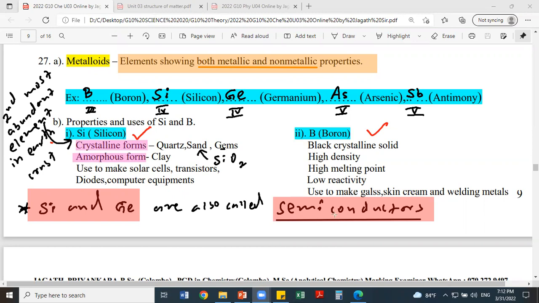Right, then I will move to the PowerPoint now. Why are they called metalloids? Some of the properties look like metal, some like non-metal. For example, high melting point is a property of metal, and high density is a property of metal. But they are brittle and have low reactivity, which are properties of non-metal. They have the properties of metal as well as non-metallic properties.